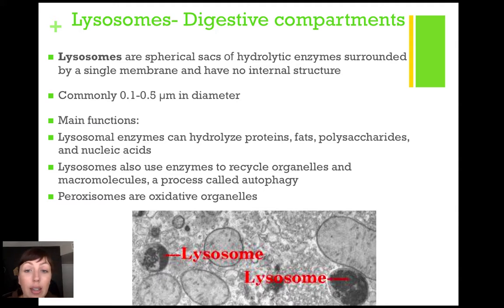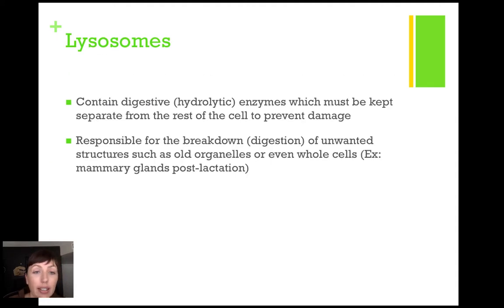Lysosomes also use enzymes to recycle organelles and macromolecules in a process called autophagy, and we'll talk about that more in a second. And peroxisomes are oxidative organelles. So lysosomes contain hydrolytic enzymes, which must be kept separate from the rest of the cell to prevent damage. Hydrolytic enzymes are enzymes that break down the components of a cell.